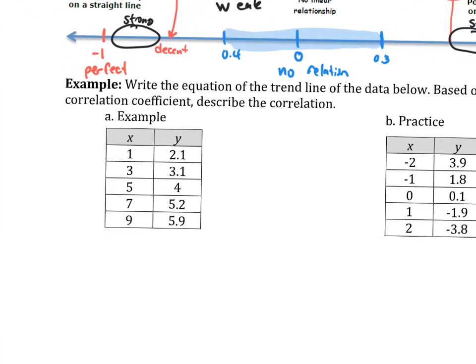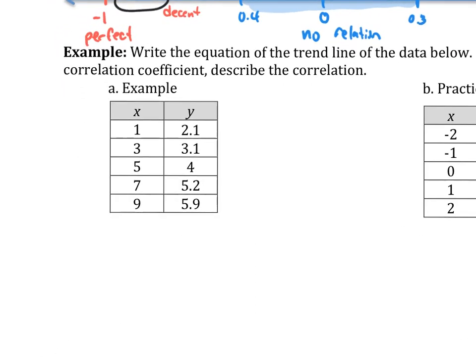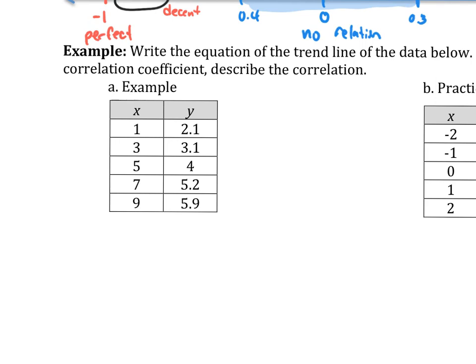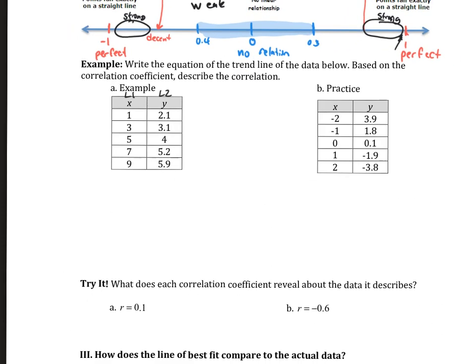All right, write the equation of the trend line in the data below, and based on the correlation coefficient, describe the correlation. So you have to enter this data into your calculator. Again, you're putting this into L1, this into L2, and then you have to run through the process. So pause, do that, and I will have the answers here.